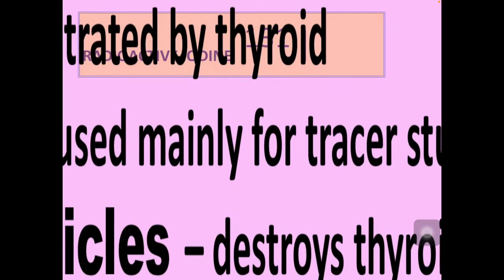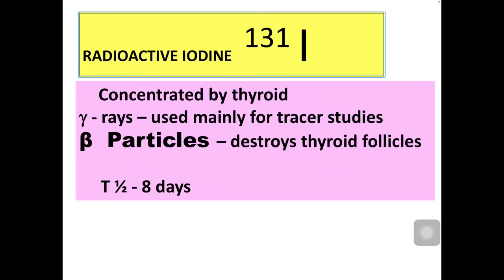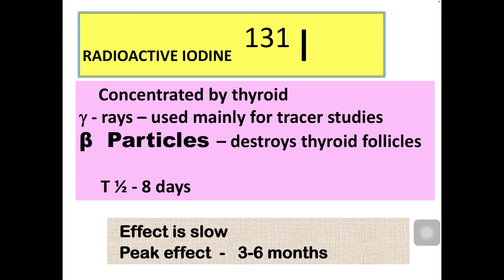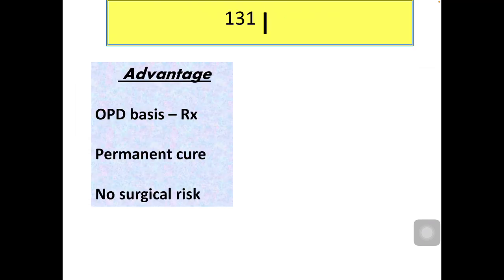Last is radioactive iodine. When given orally as a sodium iodide salt, the iodide in the bloodstream gets concentrated in the thyroid gland. This radioactive iodine, concentrated in the thyroid gland, emits various radioactive rays: alpha, beta and gamma. The beta particle is responsible for destroying the follicular cells. Half-life is about 8 days. The only drawback is its effect is slow. The peak effect occurs at about 3 to 6 months.